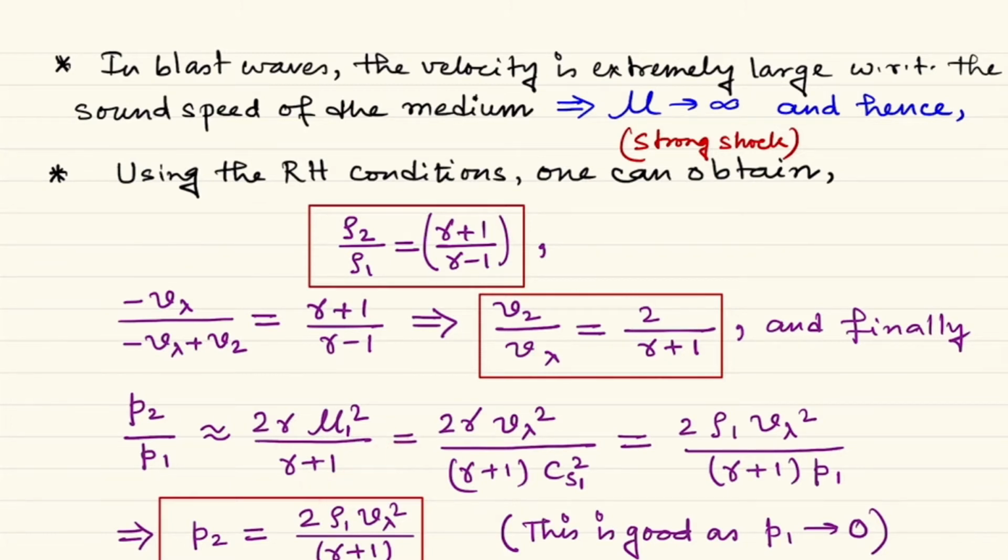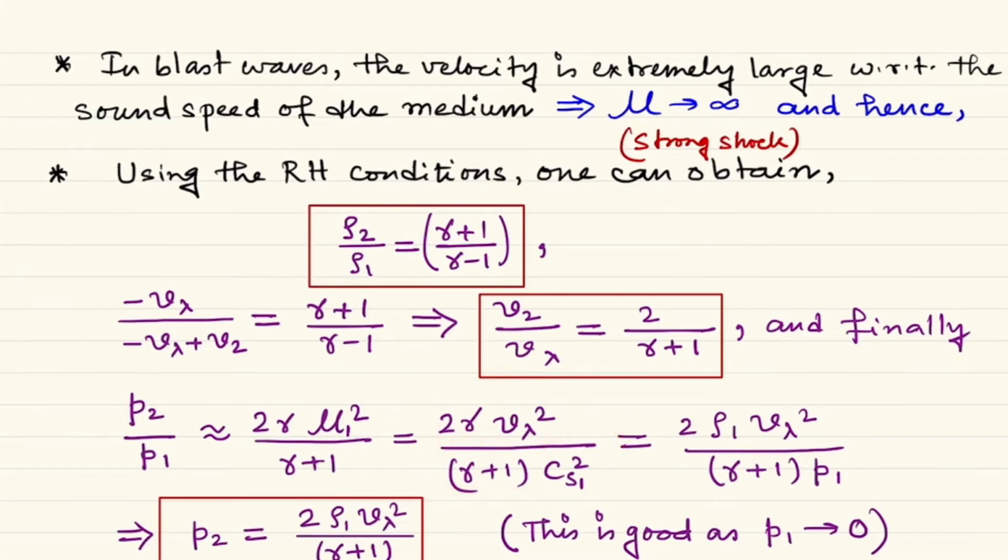Okay, and this M1 squared is the Mach number of the ambient. And then this is nothing but v lambda squared by cs1 squared, because v1 is nothing but minus v lambda, so v1 squared is nothing but v lambda squared. So this ratio is 2 gamma v lambda squared by (gamma plus 1) cs1 squared.